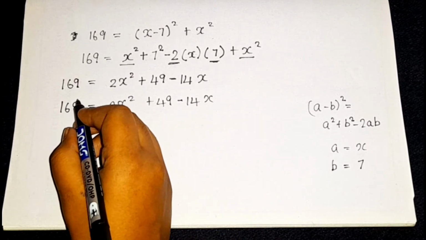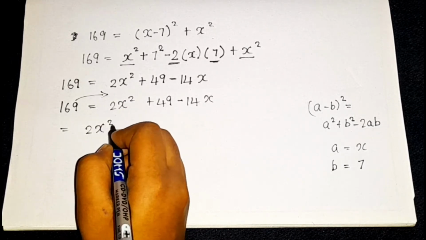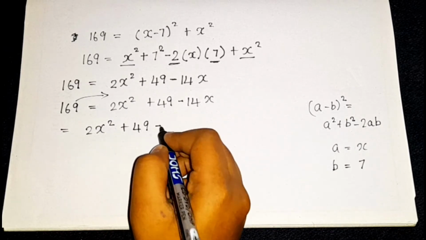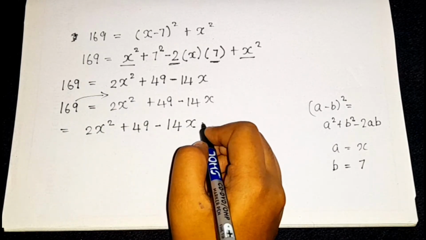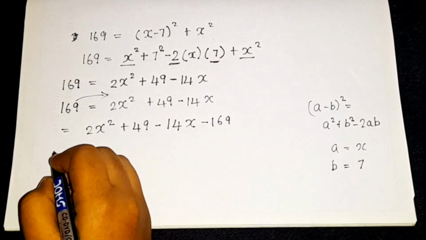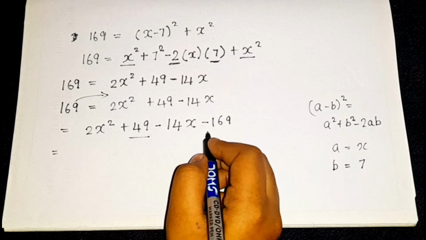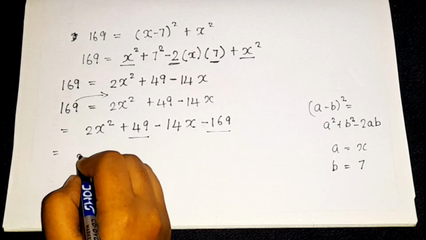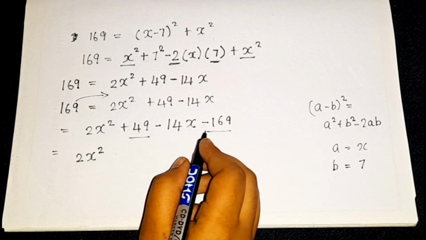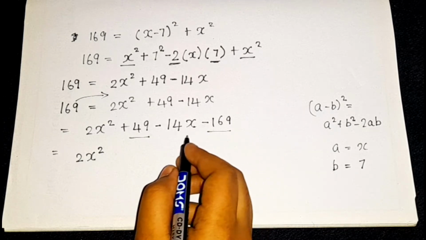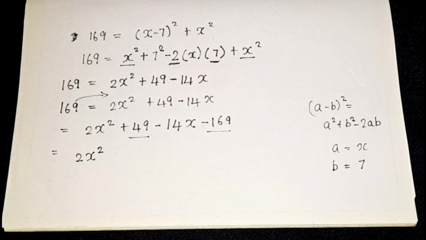Here what I am going to do is get this 169 to the right side. When I get it to the right side, it is 2x square plus 49 minus 14x, and when it is positive and comes to the right side, it changes into minus 169. As you can notice, we have two constant terms, so we can solve them. So 2x square as it is, plus 49, and minus 169. Plus and minus is minus. When we subtract 49 minus 169, we get 120.